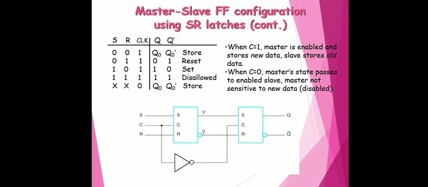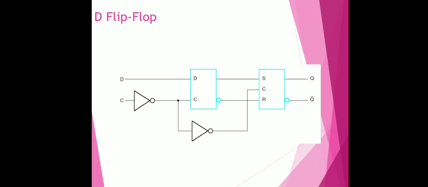So here you can see the block diagram of that. When C equals 1, the master is enabled, and when C equals 0, the master is disabled and passes the data to the slave to go to the new data.